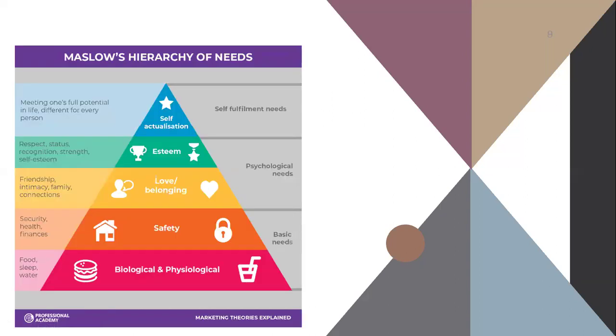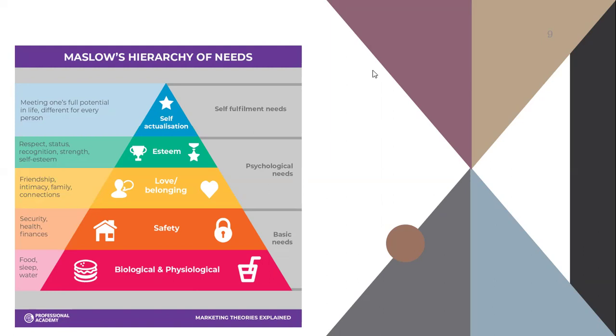This is the diagrammatic representation, which shows different tiers of needs of an individual. From the lowest one, it shows biological and physiological needs. Then comes safety. After that come the social needs, which include love and belonging. After that, esteem is there. And at the top, this is self-actualization. Now we are going to understand what these tiers include.